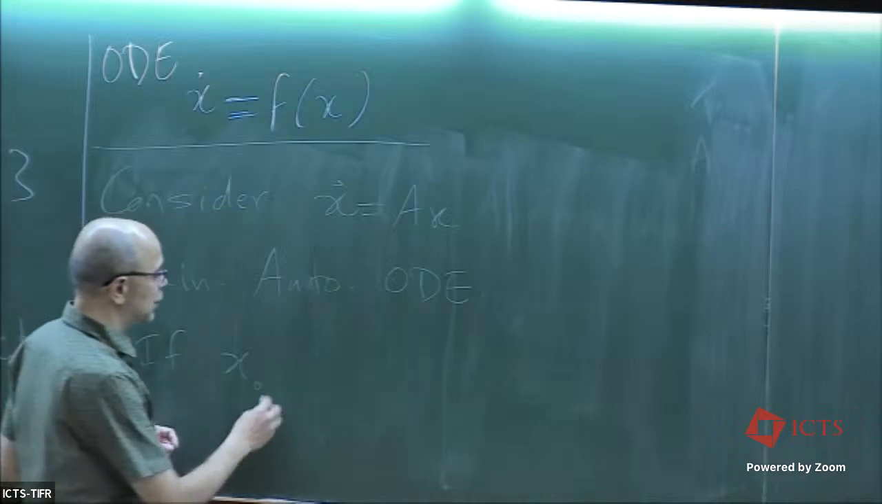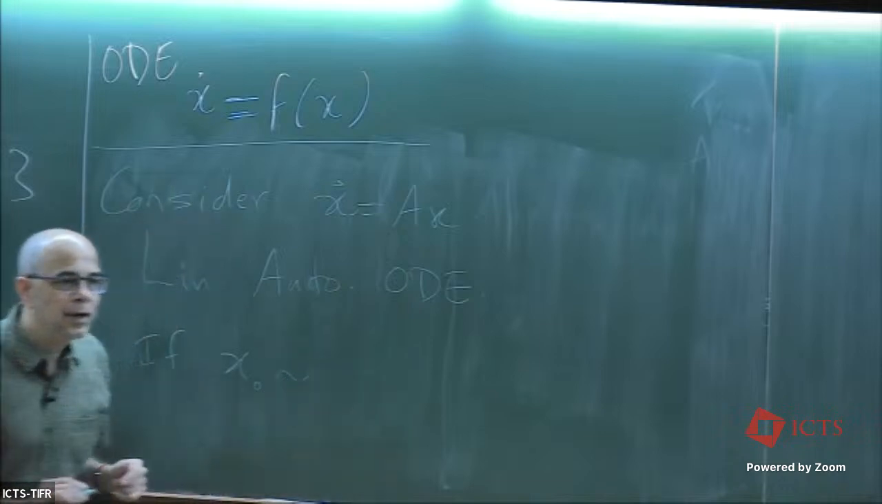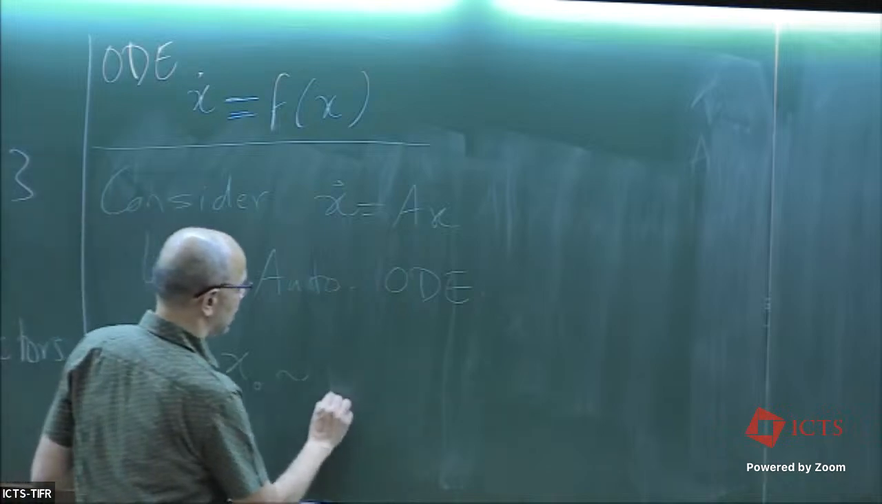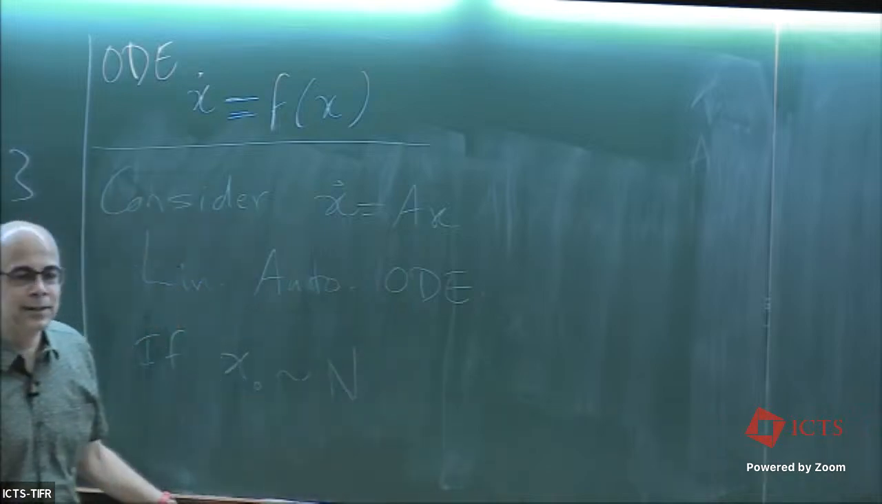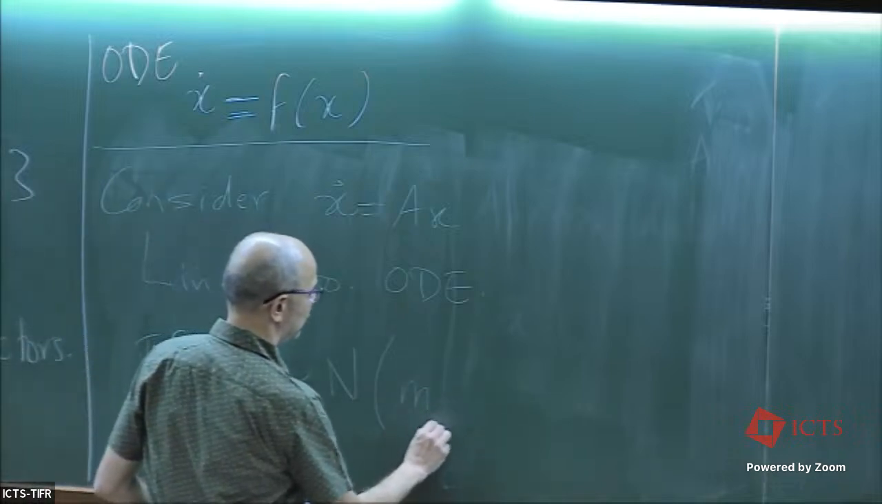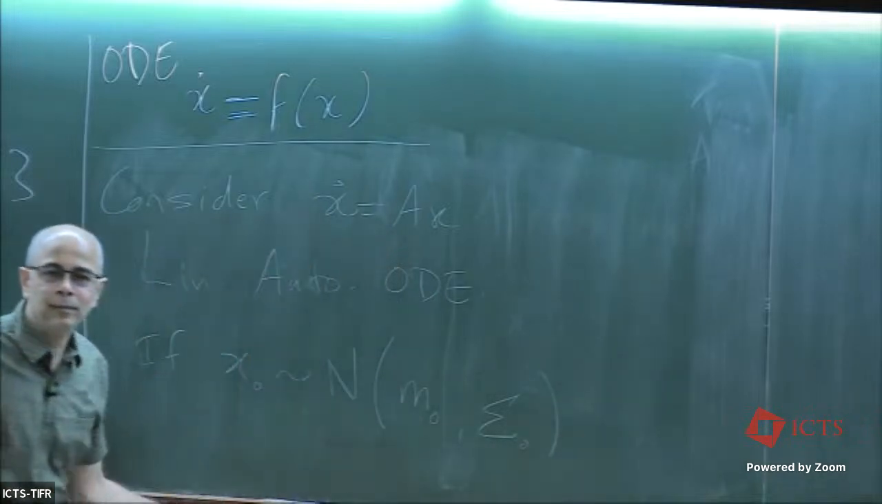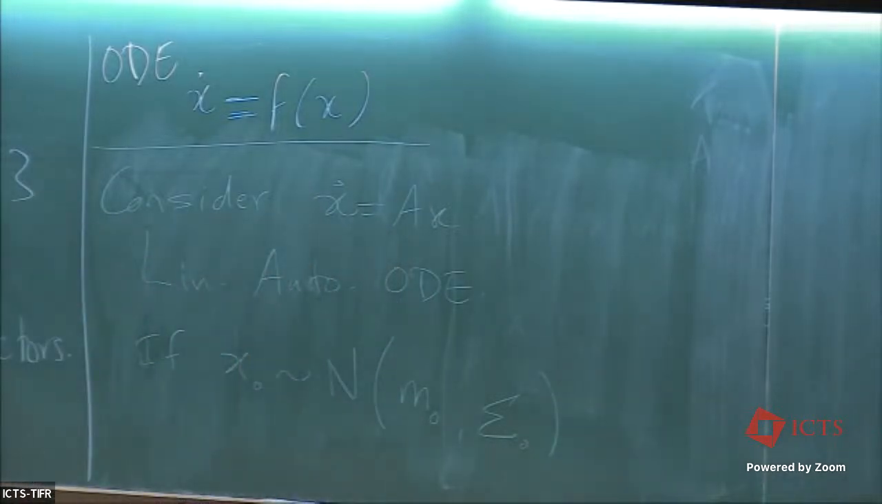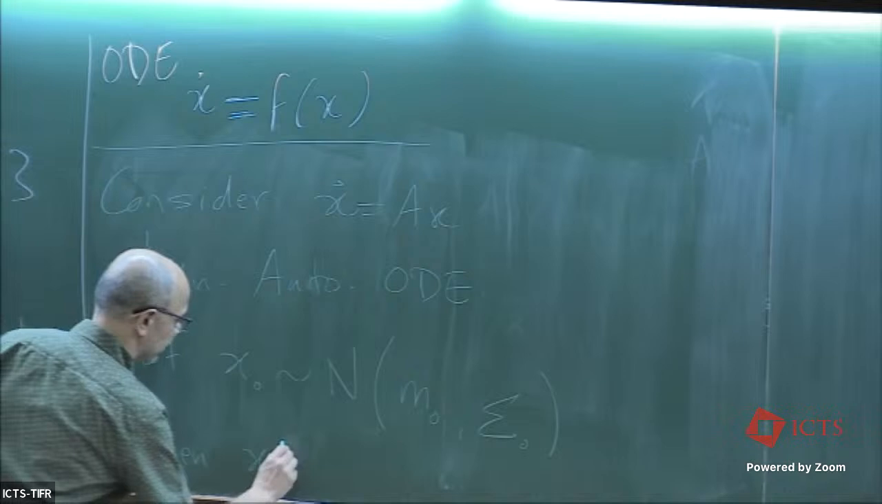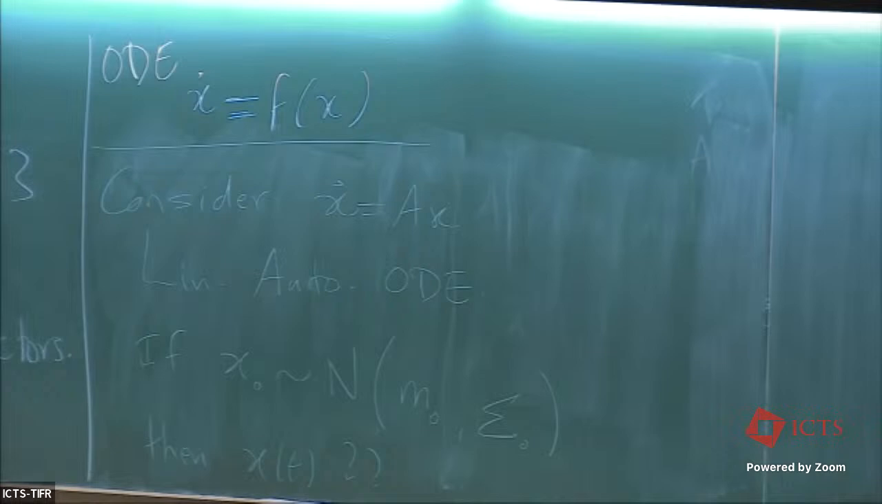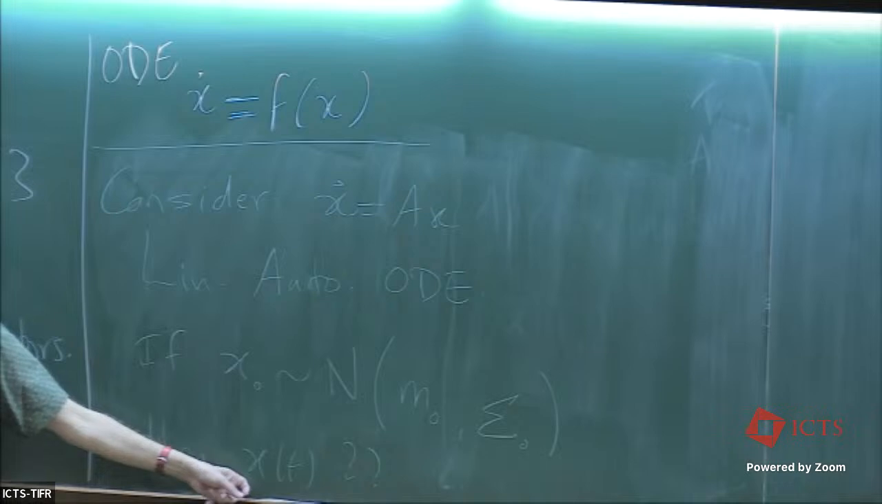But if x naught is actually a random variable, that is, suppose I give you that it has a Gaussian or normal density with a mean m naught and a covariance sigma naught, then what is x of t? If x naught is uncertain, x of t is also going to be uncertain.